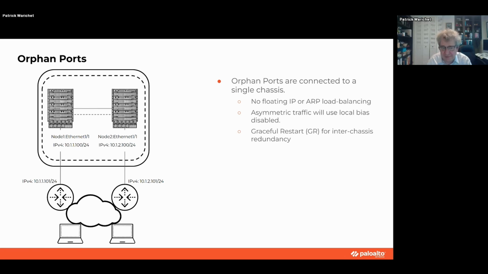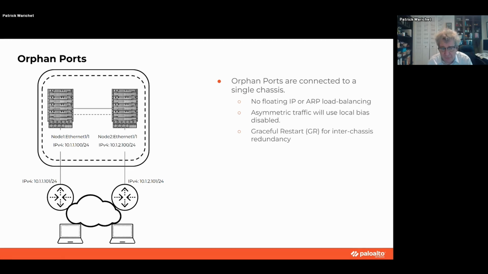That means that, for example, if you have defined a virtual router, I mean, we call them logical router, now on one firewall only, and then the packet ingresses here, the local bias will be disabled. It will egress to the same firewall, even if the flow is owned by the neighbor. Refer to the state machine on the previous slide. But by default, local bias is disabled for orphan port.